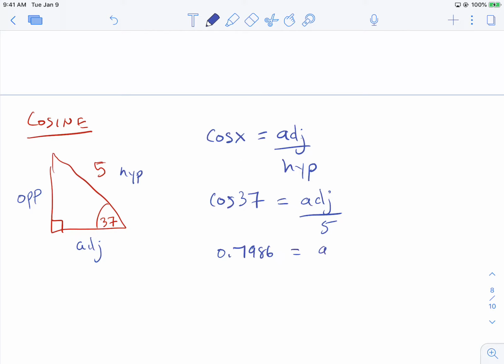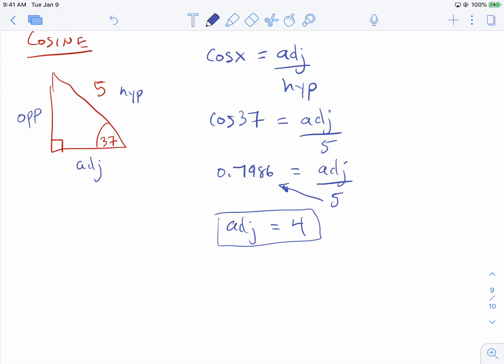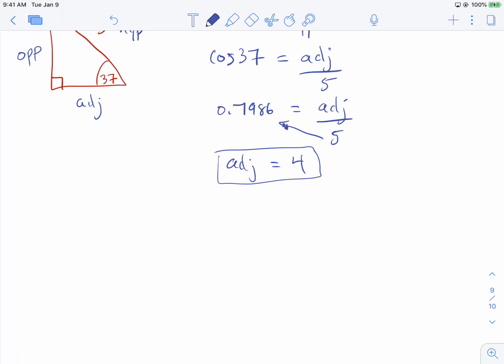0.7986 equals adjacent divided by 5. Multiply that 5 up. And we're going to get 5 times 0.7986. And that's going to give me an adjacent side length of pretty close to 4. Okay? And just like sine, we can use it to solve for angles as well.